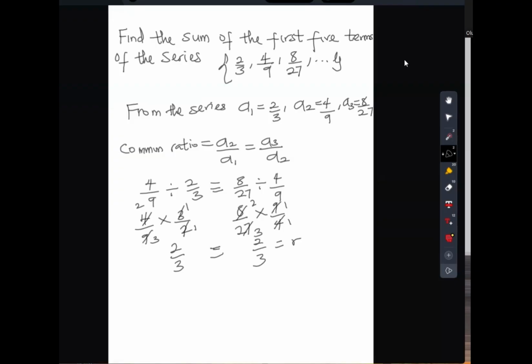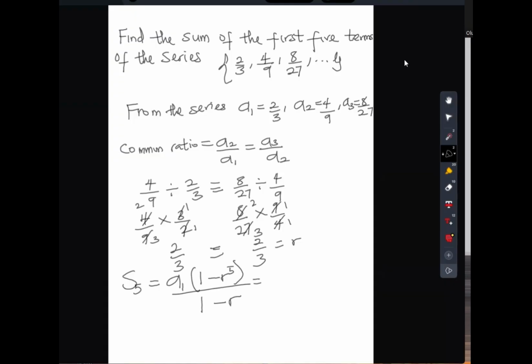Now the question says to find the sum of the first 5 terms. So what's the formula for finding the sum of the first 5 terms of a GP, that is a geometric progression? The sum of the 5 terms is simply A1 into bracket 1 minus R to the power of 5, that's the number of terms, over 1 minus R. Remember, R is the common ratio. Now we have everything that we need here. Let's just substitute, and then we are good to go.